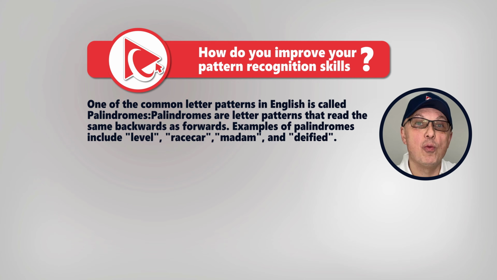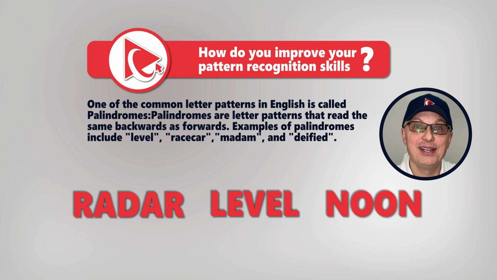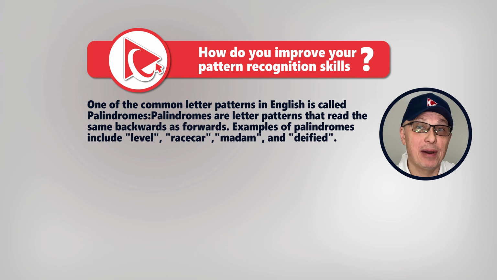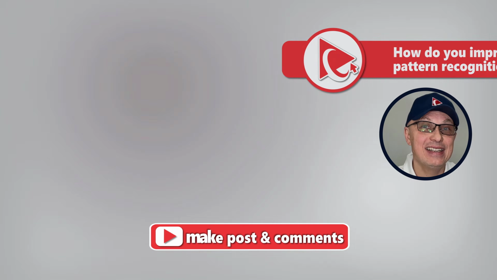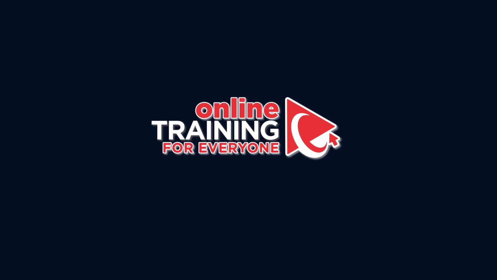For example, the words radar, civic, level, race car, henna, madam, noon, pop, eve, kayak, rotator, stats, tenet, wow, and a lot of others. Do you know any other interesting palindromes that I didn't mention here? Please make sure to post them in comments so we can all learn. And now let's continue to get you ready for the test.